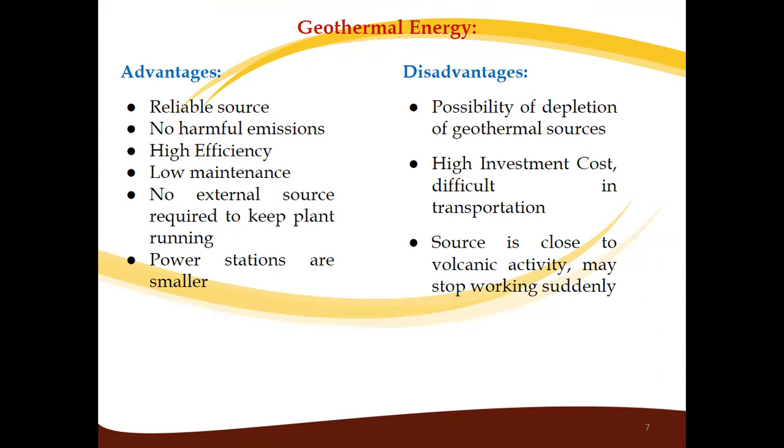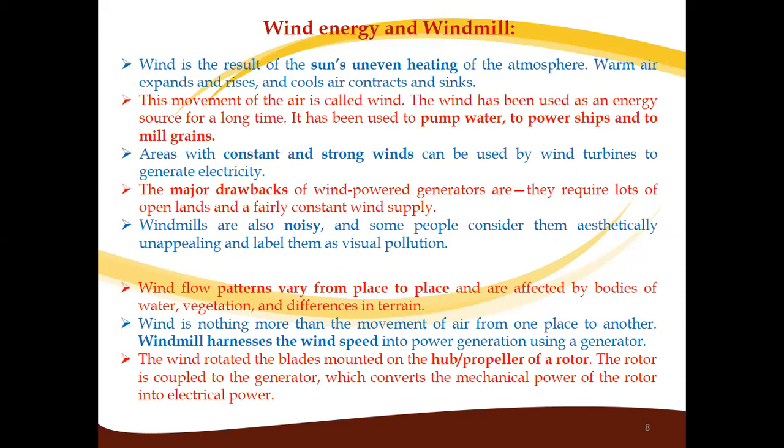Now we will see the next type of energy, that is wind energy, and the power plant using this wind energy is called a windmill. We know that wind is a result of the sun's uneven heating. Because of the sun's uneven heating of the atmosphere, it produces wind. Warm air expands and rises, and cool air contracts and sinks. This movement of air is called wind.